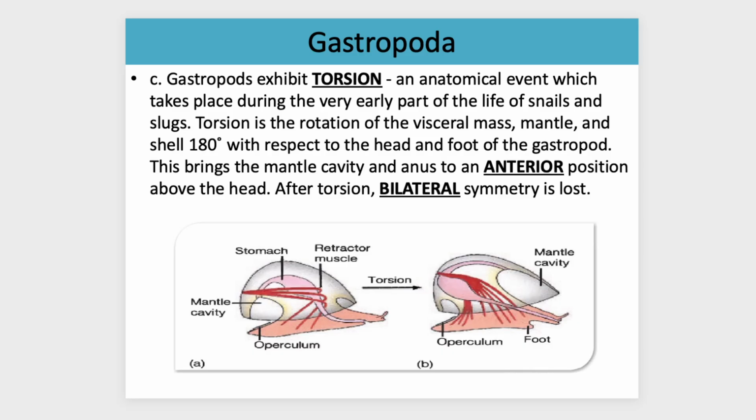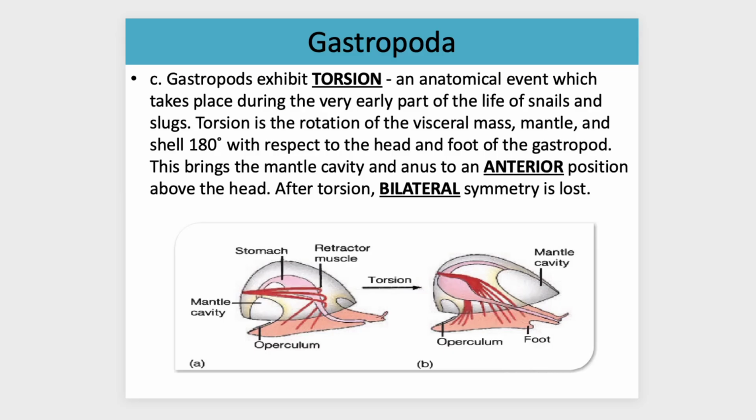So then to go back to that torsion concept that we mentioned. Torsion is an anatomical event which takes place in the early part of the life of a snail or slug. Torsion is the rotation of the visceral mass, mantle, and shell 180 degrees with respect to the head and foot of the gastropod. This brings the mantle cavity and the anus from the posterior position to an anterior position above the head, which seems like a huge disadvantage.